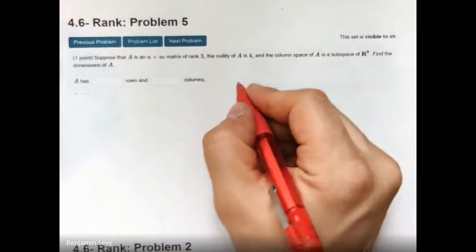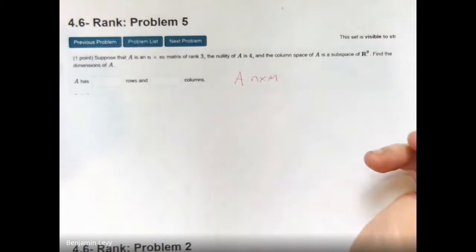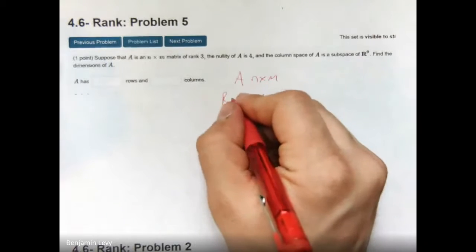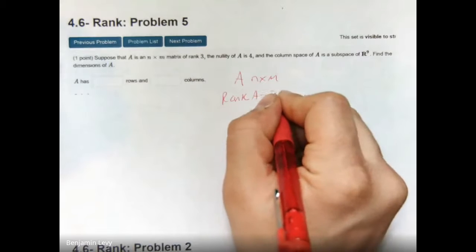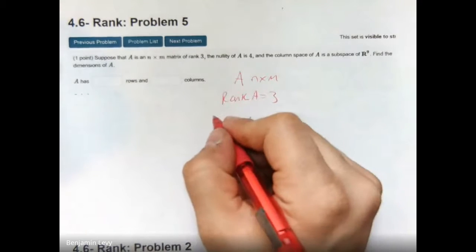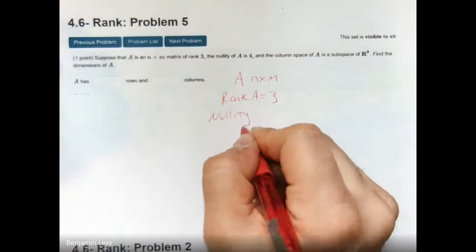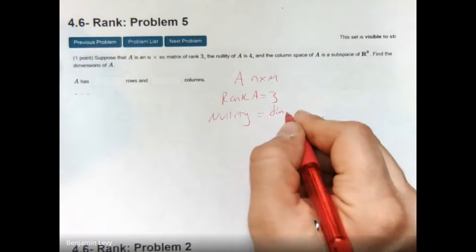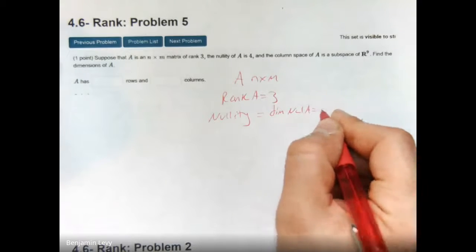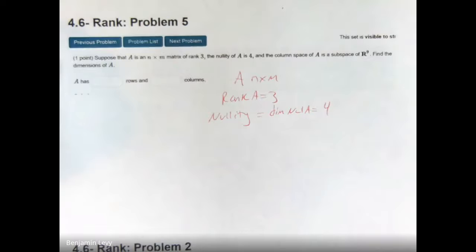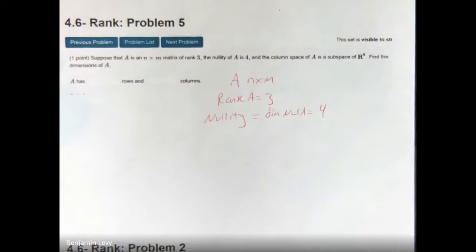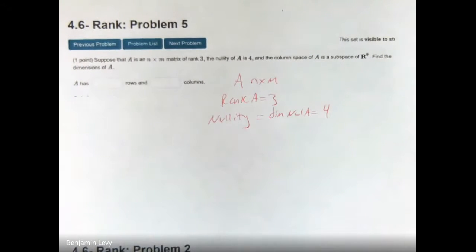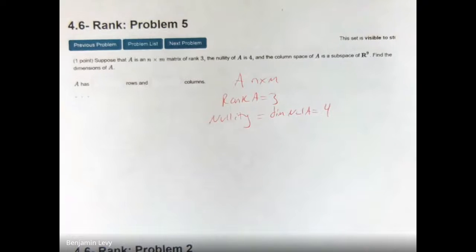The other question I had was this one from that section, 4.6 number 5. We're being told A is an n by m, so we're not being told those dimensions, but we're being told the rank is 3, and we're being told the nullity, maybe I can't remember if I put that word in the notes. Nullity is the same thing as the dimension of the null space, and we're being told that is 4.